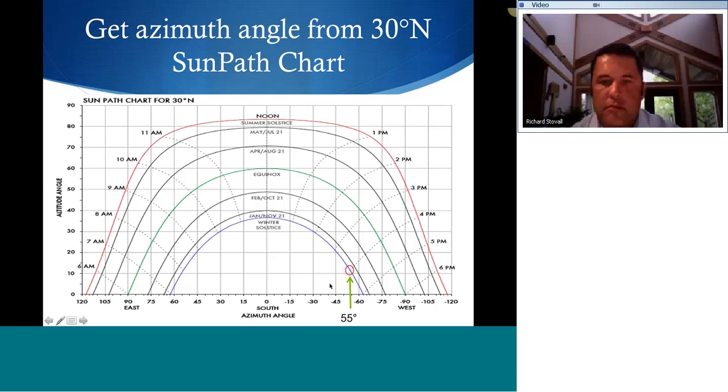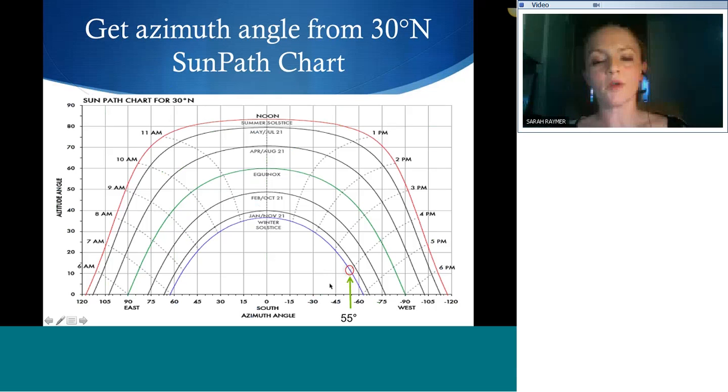Solar azimuth angle from 8 to 4. We're going to read from this bottom row of numbers. This is what I was talking about when we looked at the solar sun path chart that we got from the University of Oregon website, Solar Monitoring Lab. Their chart will say 0 to 360 across here. If you want these numbers, you'll have to put in a negative azimuth, and then it will show you east on this side and west on this side, AM on this side and PM on this side.